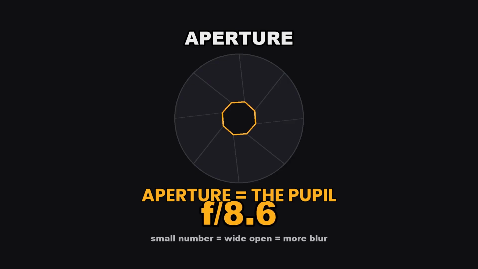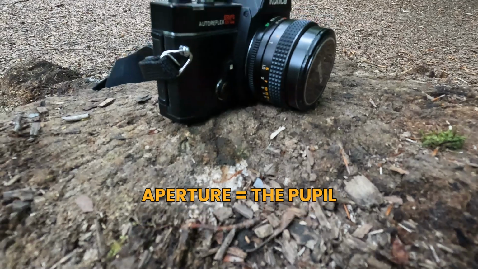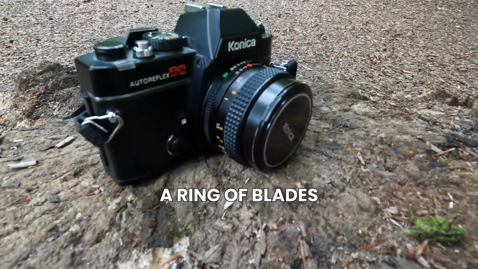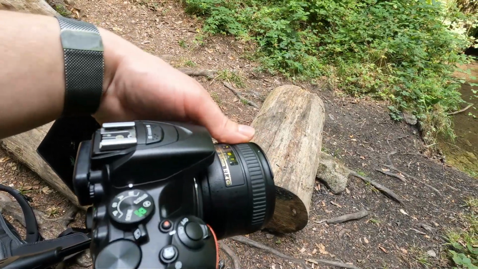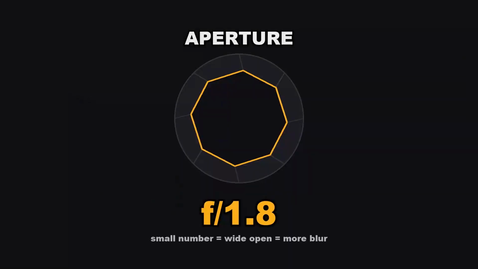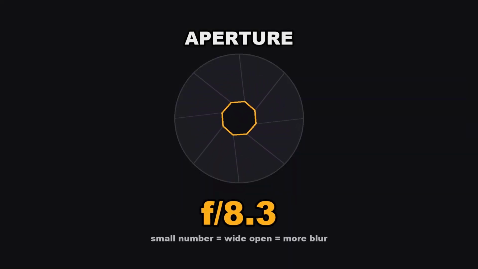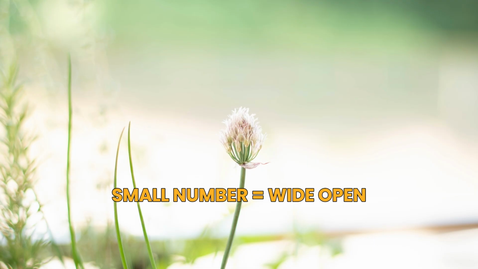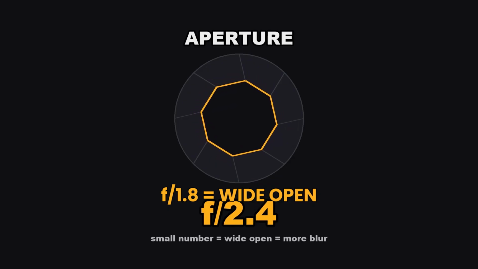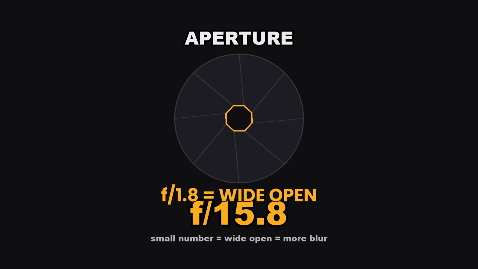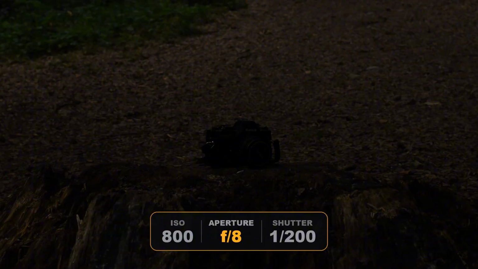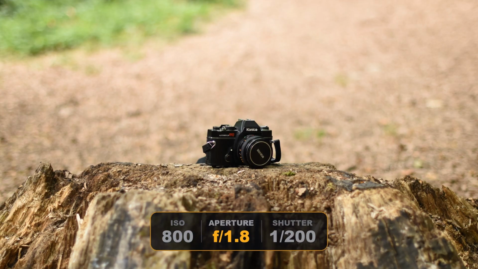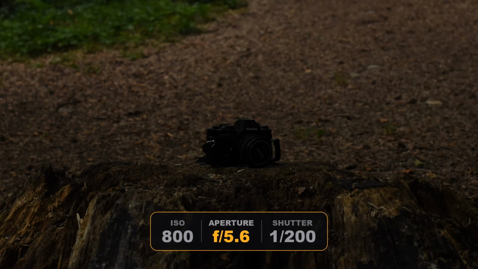First, aperture, the pupil of your camera. It's a ring of blades inside the lens that opens wide or closes to a tiny hole, controlling how much light gets through. We measure it in F numbers, and here's the one confusing thing you just have to memorize. A small number means a wide opening, a big number means a small one. F1.8 is wide open, the pupil dilated. F16 is a pinhole, squinting. Watch the brightness as I open it up, more light, it's brighter. Close it down, less light, it's darker.